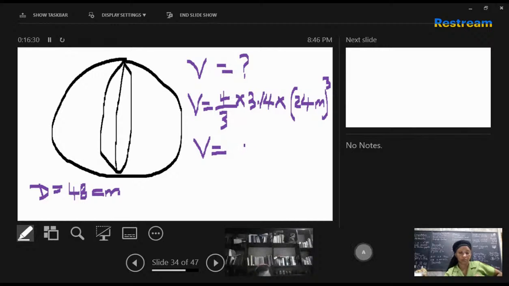So 4/3 multiplied by 3.14 is 4.18. And 24 cubed is what? 57,784 meters cubed.